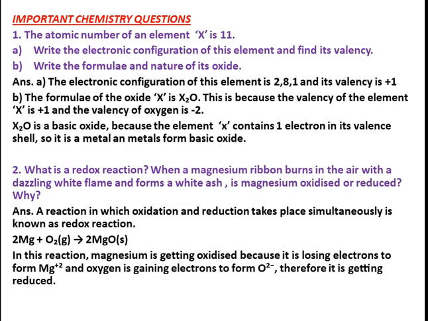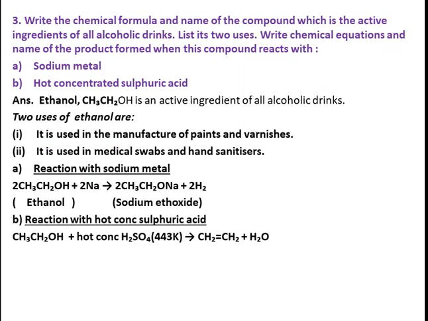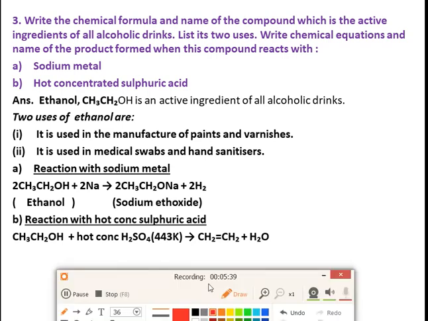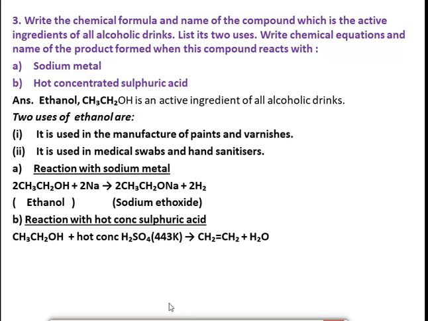I hope you have understood question number 1 and 2. Now let's come to question number 3. In the third question, the question is, write the chemical formula and the name of the compound which is the active ingredient of all alcoholic drinks. We have to tell the name of the compound and its chemical formula, the compound present in all the alcoholic drinks. After that, the second part of the question is list its 2 uses. We have to write the 2 uses of that compound.